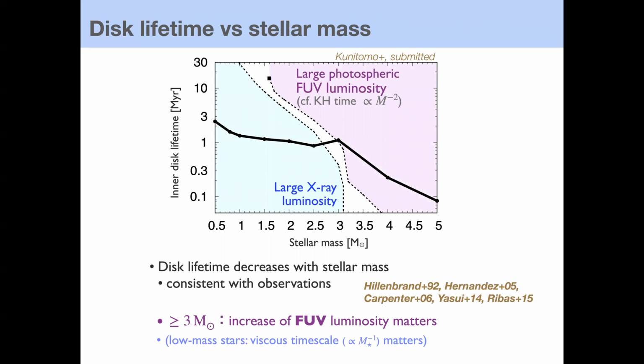For the decreasing disk lifetime, we found that the evolution of FUV luminosity plays an important role in the disk evolution in the intermediate mass stars, higher than about 3 solar masses. In the magenta region, the photospheric FUV luminosity is high. So higher mass stars disperse mainly due to the FUV photoevaporation.